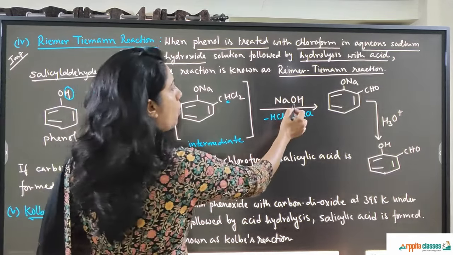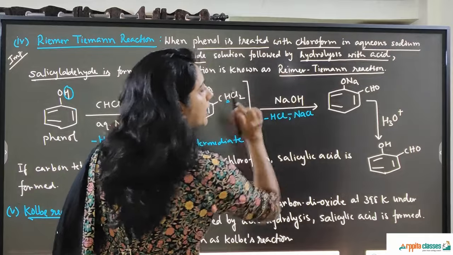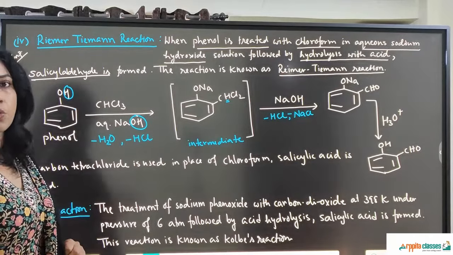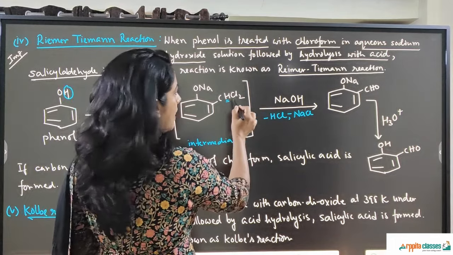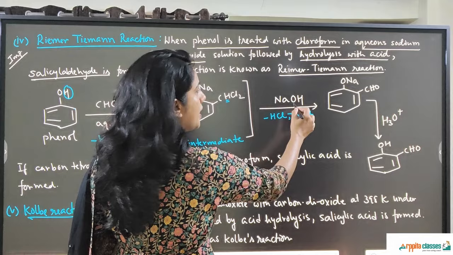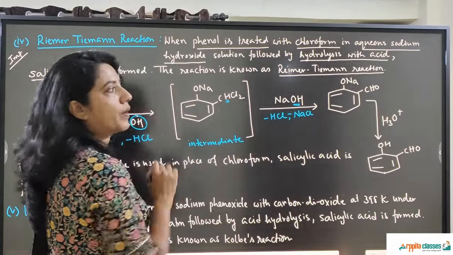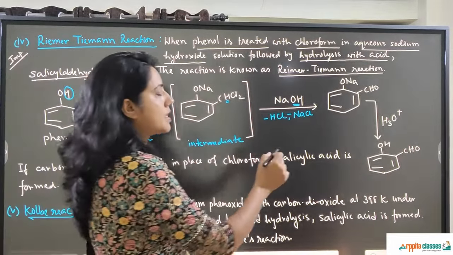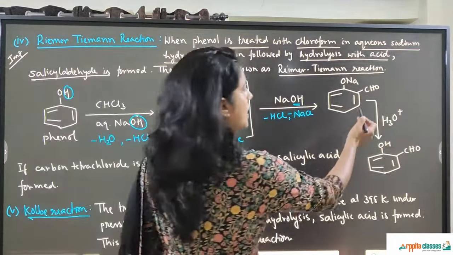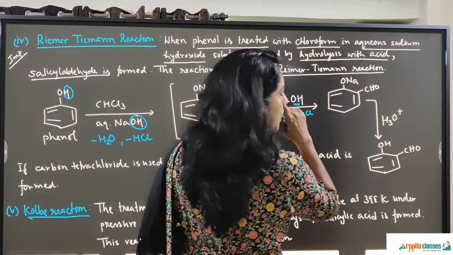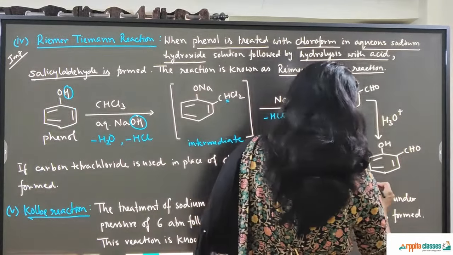So what is remaining? Only OH. That OH gets attached to the carbon, so that is the CHO group. You can think like this to remember. Na and Cl are coming out, H and Cl are coming out, and the remaining is only OH which is getting attached. Now this is followed by acidic hydrolysis, H3O plus, where this ONa will again come back to OH. So this is called salicylaldehyde.